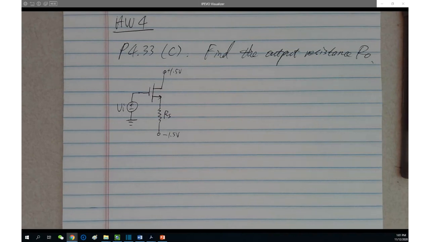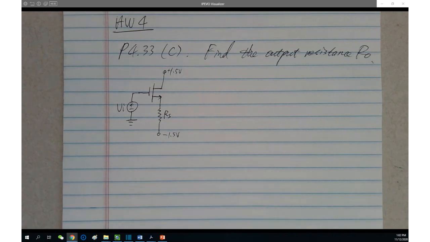First of all, based upon some questions about the homework problems, I'm going to talk about one or a couple of them at the beginning of today's lecture. The first question is about homework 4, problem number 4.33, section C. Section C is looking for the output resistance R0 for the given circuit. The circuit is repeated on the paper like this.